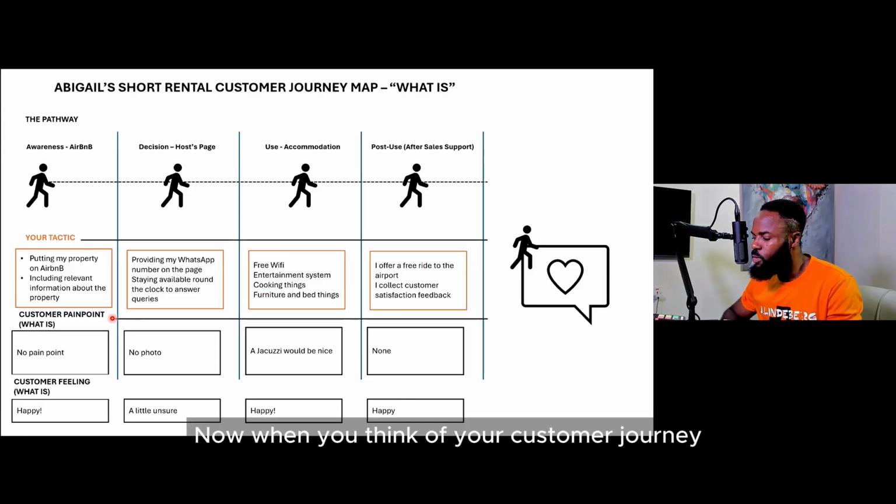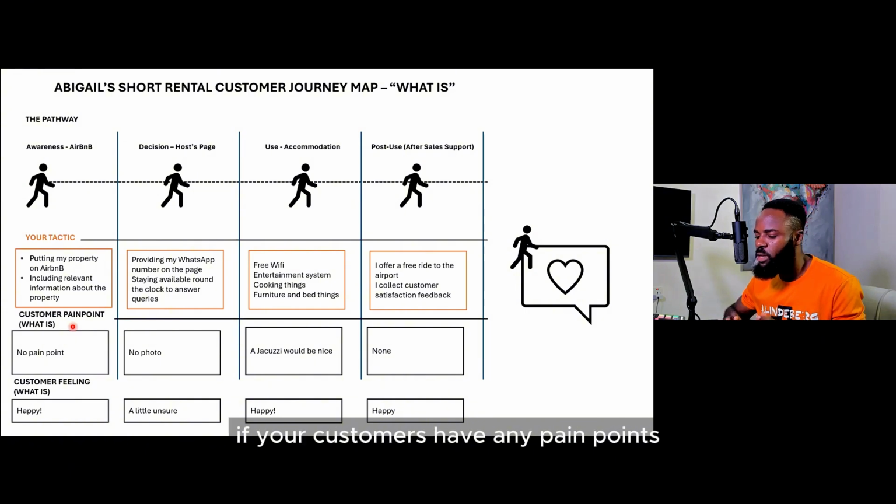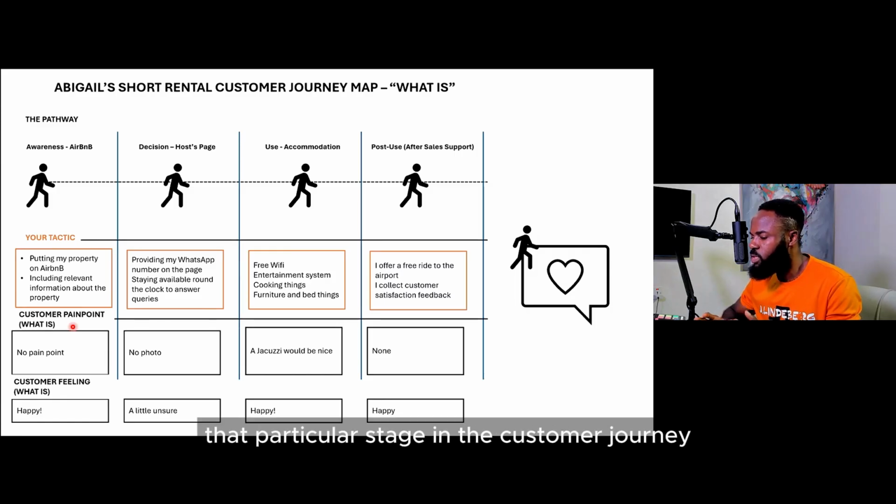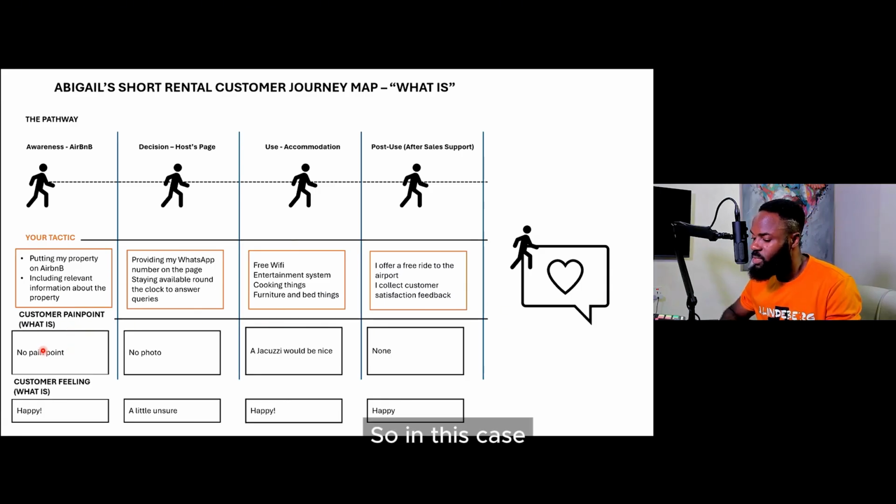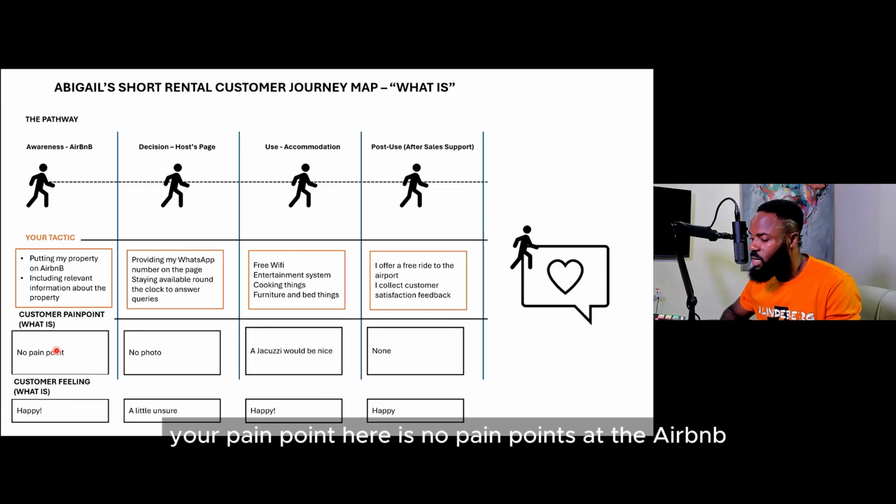Now, when you think of your customer journey, it's also important for you to find out if your customers have any pain points. And a pain point is essentially what your customer doesn't like about that particular stage in the customer journey. So in this case, your pain point here is no pain points at the Airbnb. So your property is there, all information is required, and the customers are happy with that.